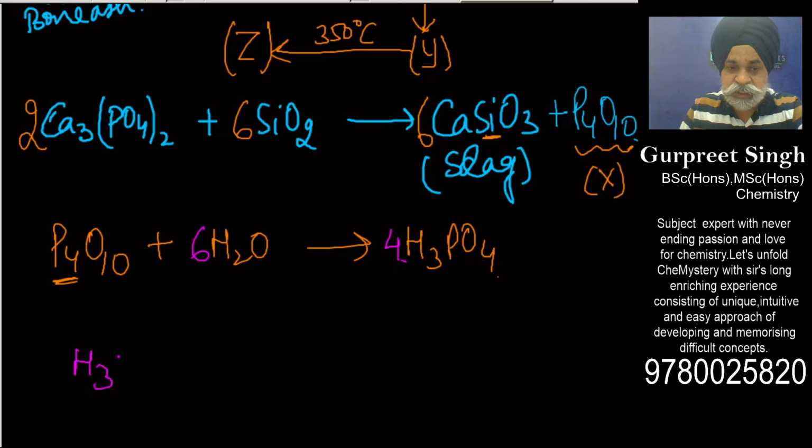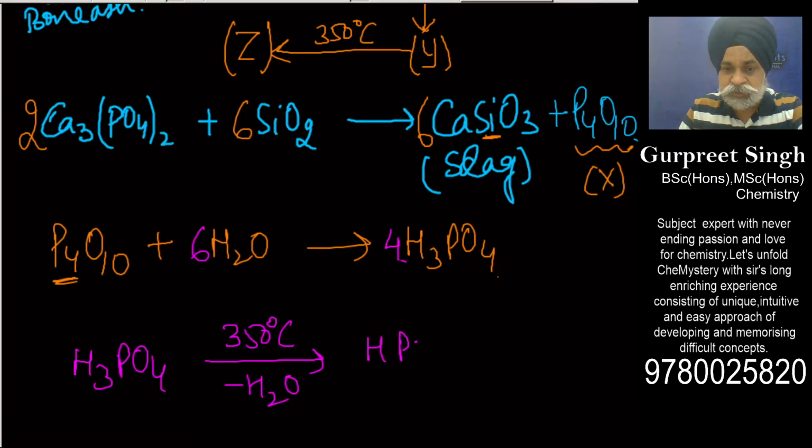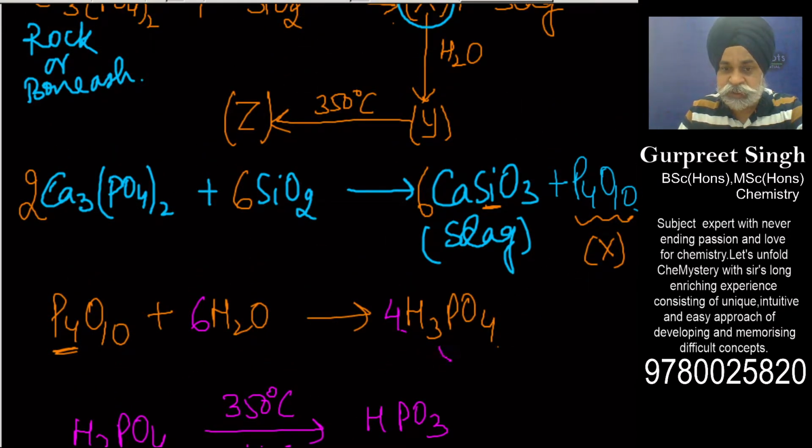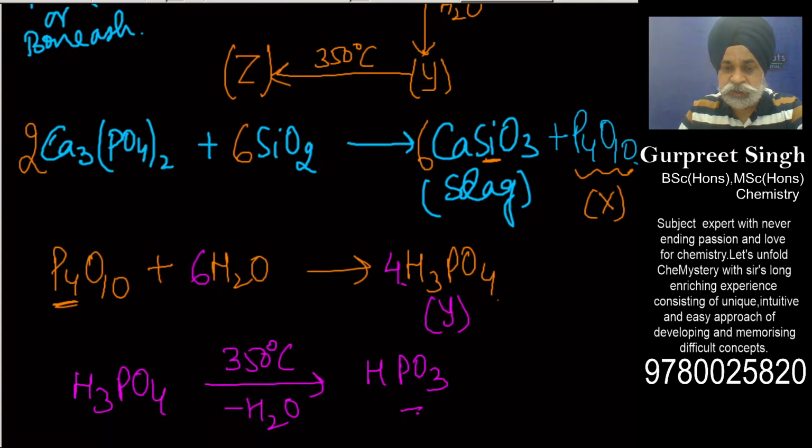So 6 water molecules are to be added to form 4 moles of phosphoric acid from P4O10, and this phosphoric acid, when heated strongly at 350 degrees centigrade, loses water and gives you metaphosphoric acid. This is what you have to do in this case. So this is your X, this is your Y and this is your Z. Now we have identified everything, and we have to match with the options.